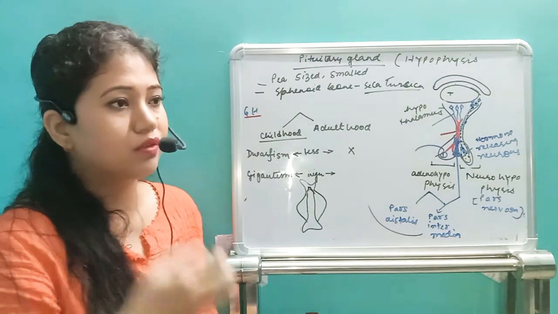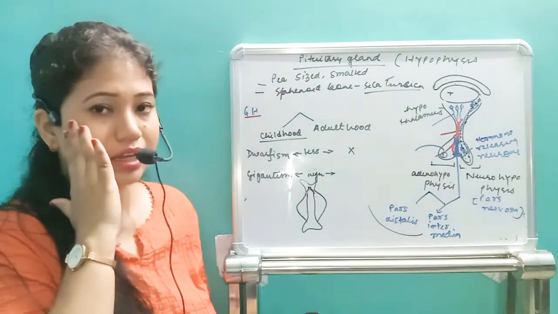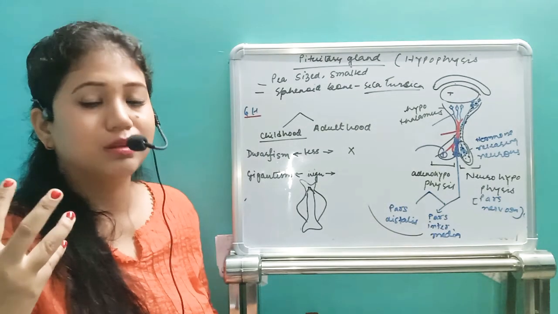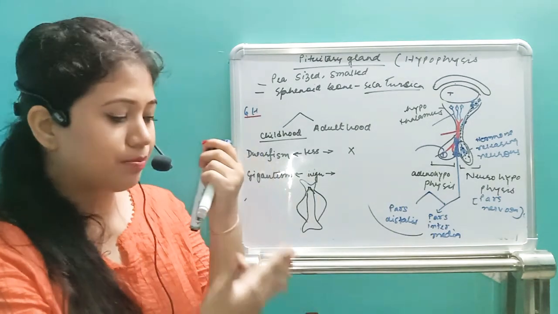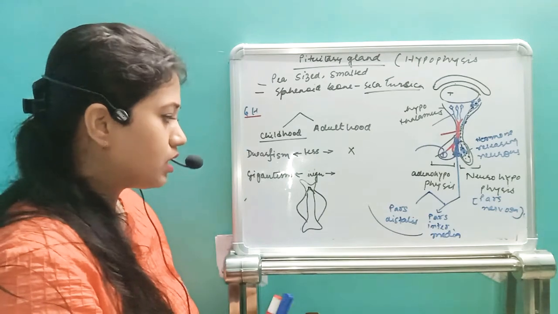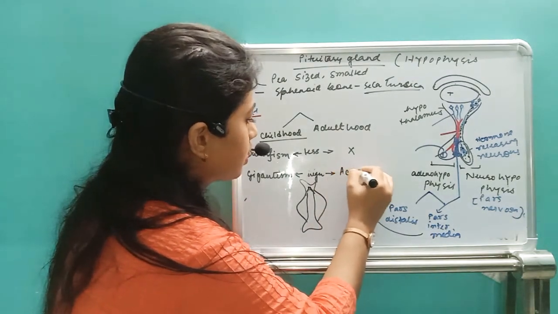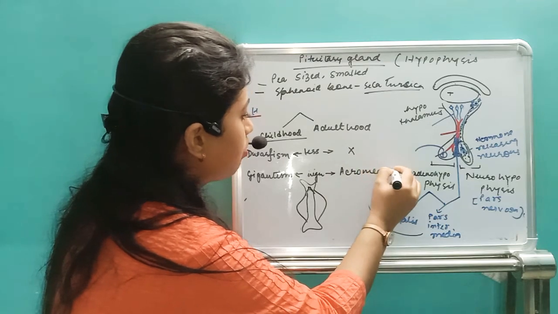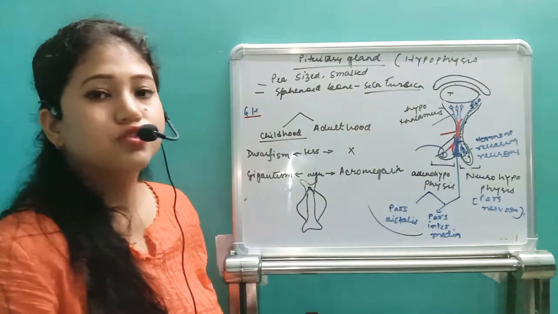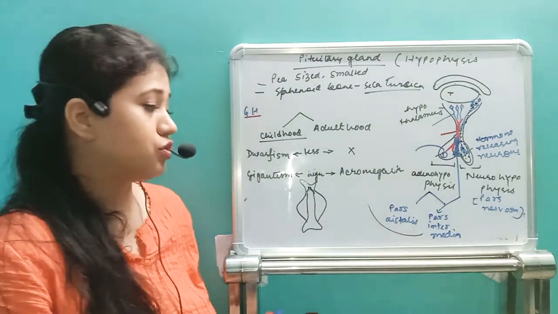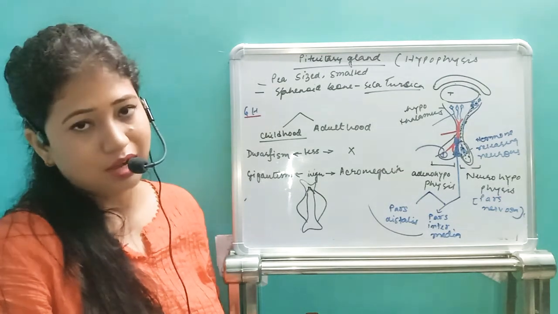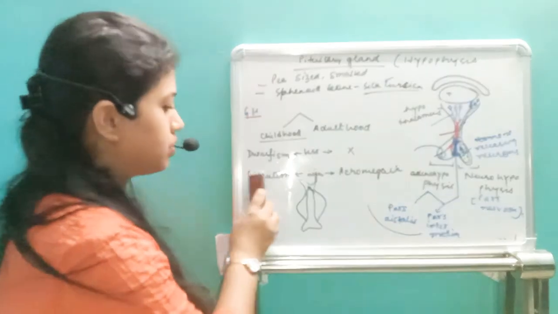So that individual will be chimpanzee-like. In this region the parts will grow, from the hands the parts will grow. This condition is called acromegaly. So for growth hormone disorders, just remember their function. So this is about the pituitary gland.